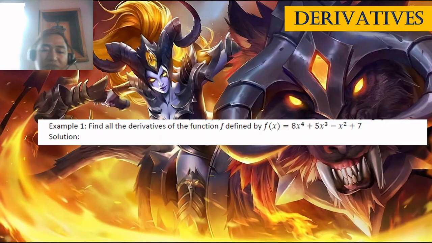Find all the derivatives of the function defined by f of x is equal to 8x to the fourth plus 5x cubed minus x squared plus 7. Solution: this function is a polynomial function. In a polynomial function the derivatives eventually become zero because the exponent keeps decreasing by 1. So which ones do not become zero? Those with a negative exponent never become zero, because subtracting 1 keeps the exponent negative.